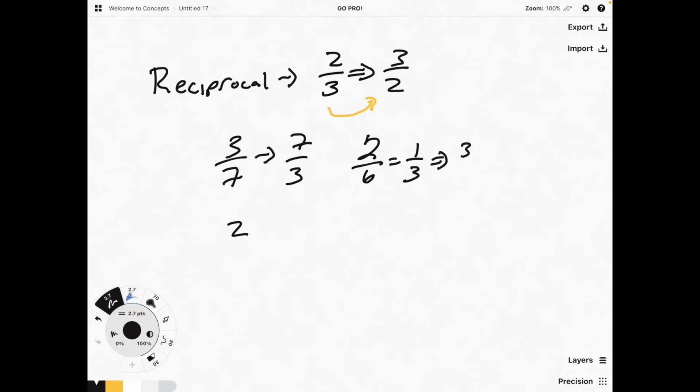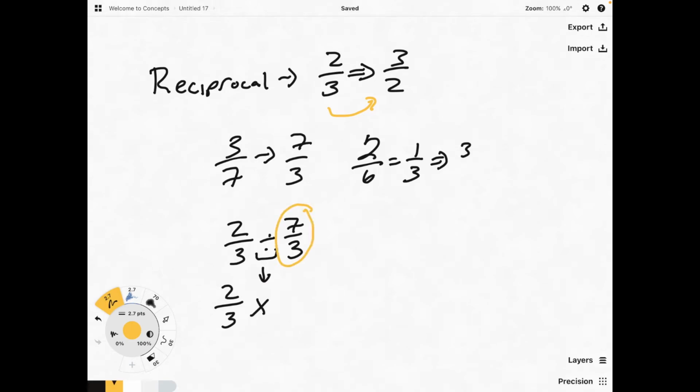If we have 2/3 divided by 7/3, again, our rule states that we need to change this division sign into a multiplication sign. So then let's do that. 2/3 multiplied by, so we've changed that division sign into a multiplication sign. And now the fraction that was being divided, which was this second term, now when we put it as a multiplication sign, we have to make sure that it's its reciprocal.